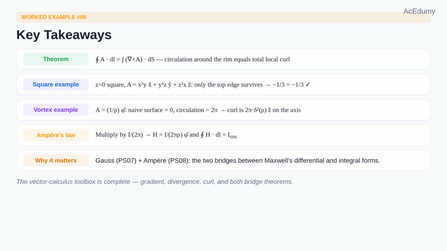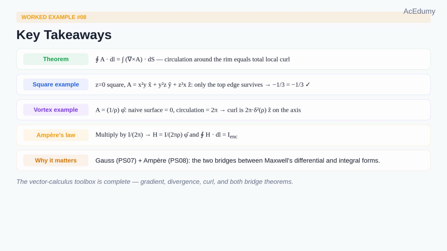Now step back and look at what we have built across these 8 problem videos. Gradient, divergence, curl. Then the divergence theorem turned local sources into Gauss's law. And today, Stokes' theorem turned local swirls into Ampère's law. The vector calculus toolbox is complete.